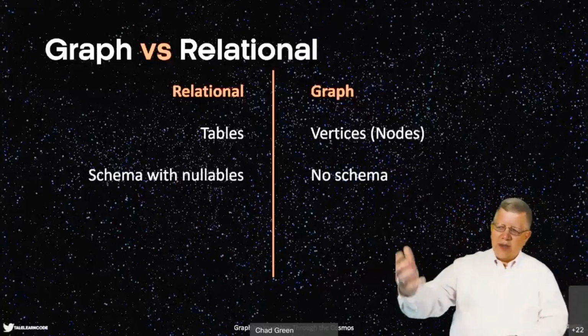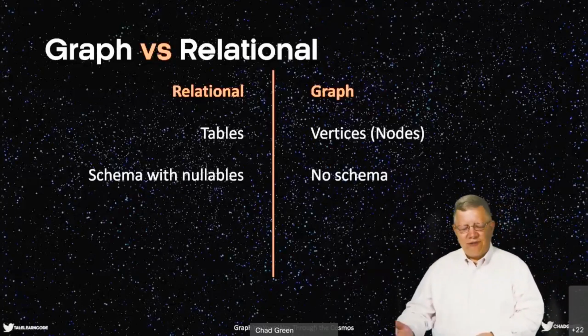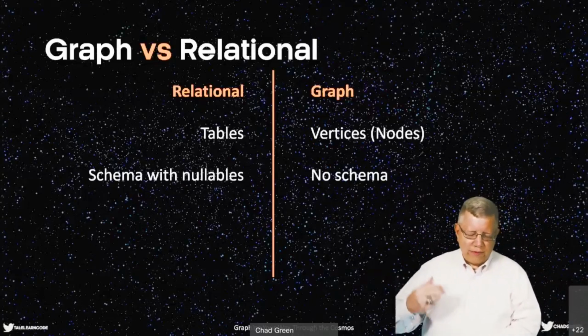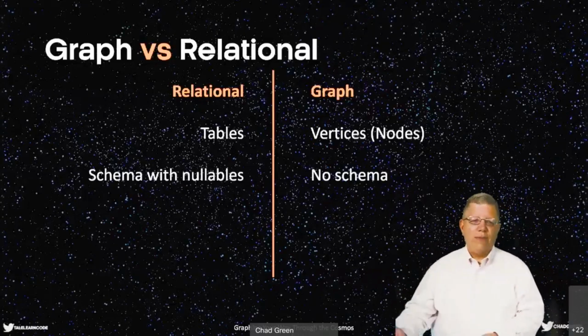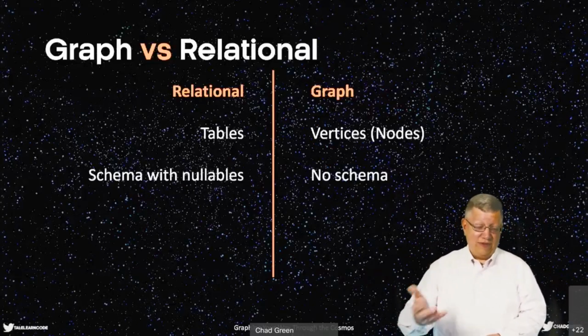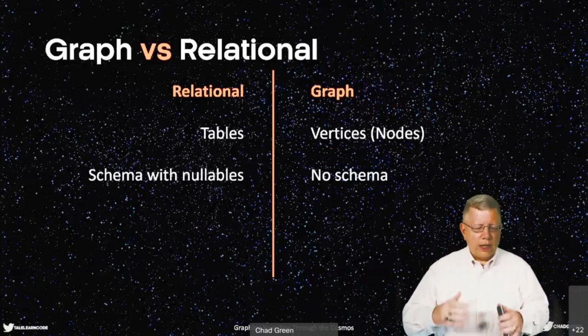In a relational database, we have a schema and we have nullable types. A graph database has no schema. Honestly, a lot of times when I hear NoSQL, I think a better name is no schema, because a lot of times we're creating NoSQL databases with a SQL language. But sure enough, there is no schema. I'm not worried about that.